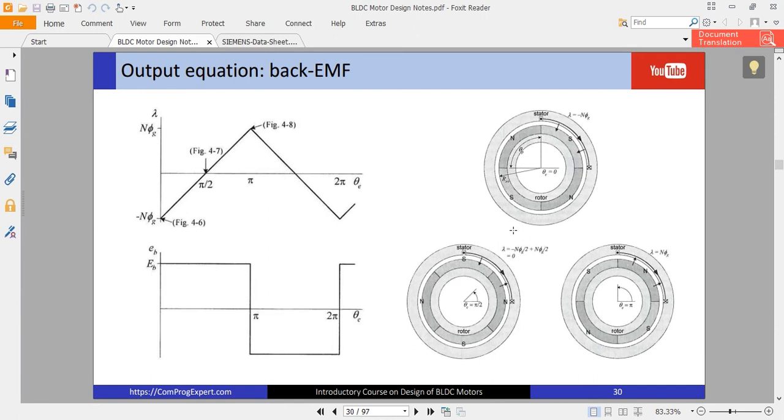So the first step in derivation of the output equation is calculation of the motor back EMF. Okay, if you see this simple example here, we have one coil. In this example, we neglect the saturation of the iron, so linear operation for the motor and linear magnetic properties.